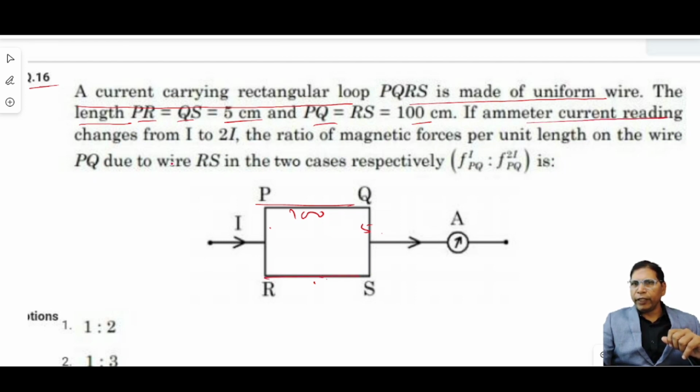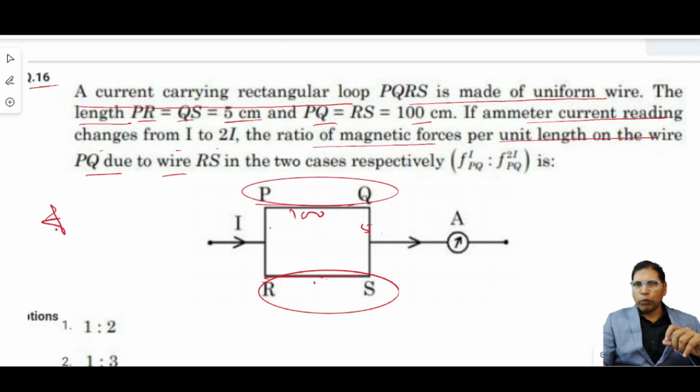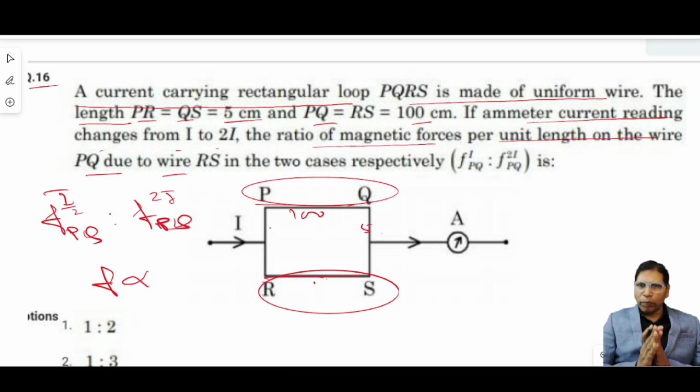If the ammeter reading changes from I to 2I, find the ratio of the magnetic force per unit length of the wires PQ and RS. The magnetic force on PQ and RS changes. Now the magnetic force F is directly proportional to the square of the current. So when the current changes from I to 2I, the force becomes 4 times that of initial.